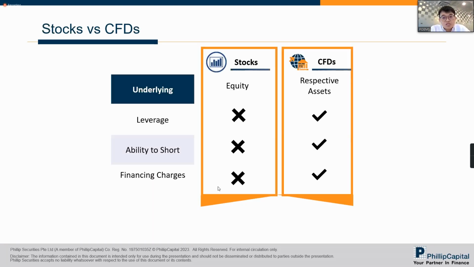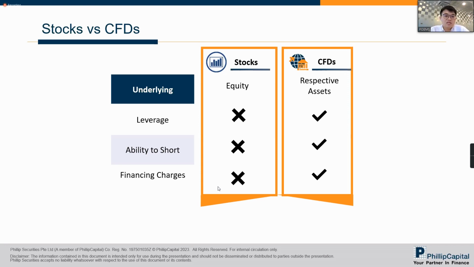Let's compare stocks and CFD. For stocks, the underlying could be just equities, but for CFD it depends on the respective asset, which could be equities, commodities, forex, indices, or more. The next thing is leverage. Stocks don't have leverage unless you open a margin account. But for CFD, once you open an account, you can leverage your position up to 20 times.